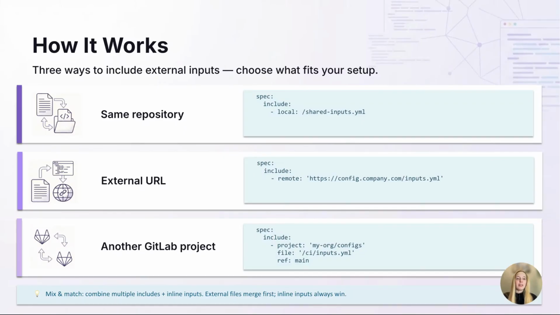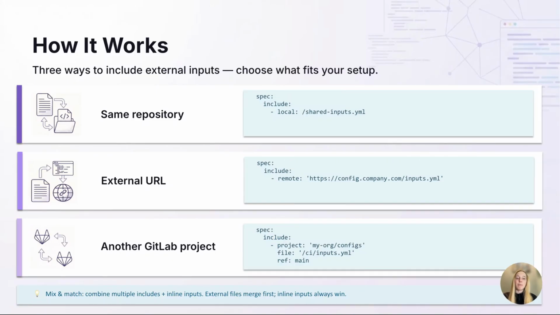Three include types are supported. Local pulls from the same repository. It's useful for keeping inputs close to the pipeline. Remote fetches from any publicly accessible URL, which works well if input definitions are already managed somewhere external. Project references another GitLab project and supports pinning to a specific branch or tag with ref. This is useful for versioning and shared configs.